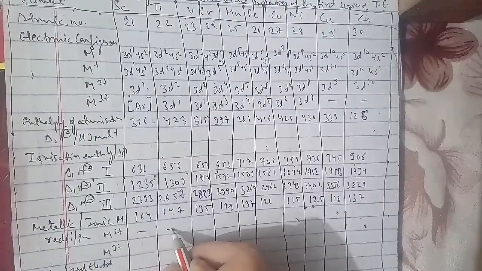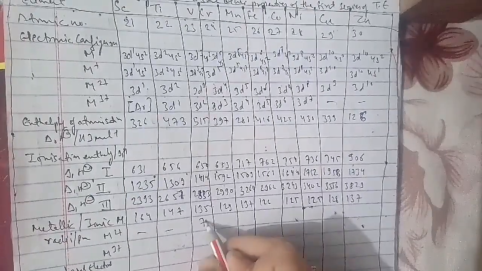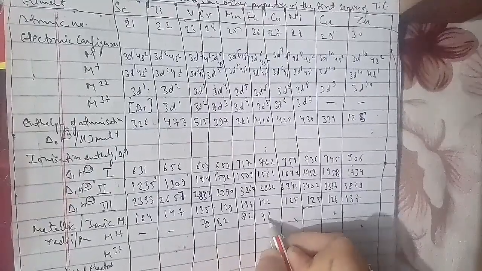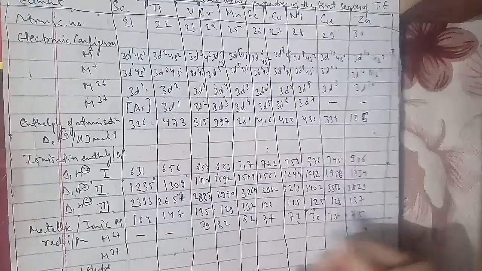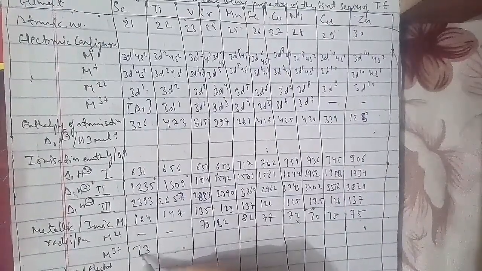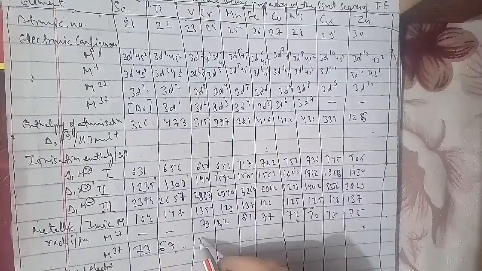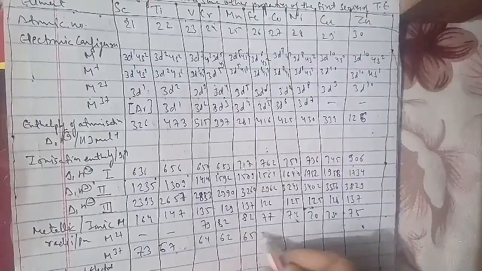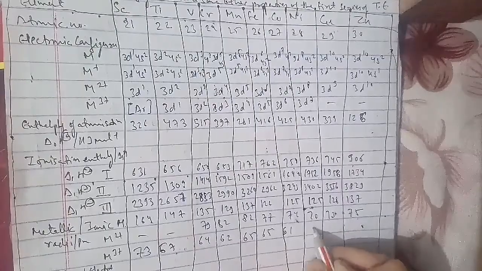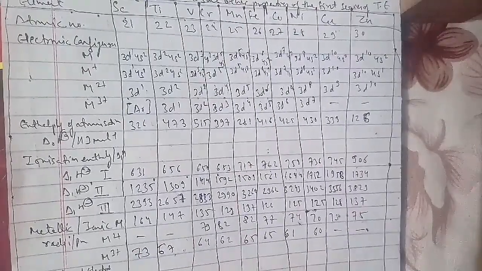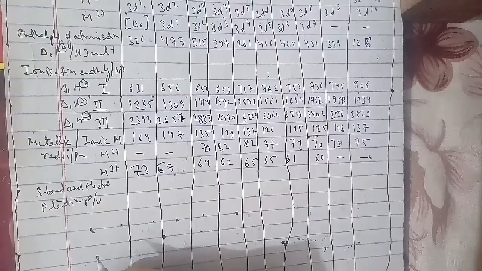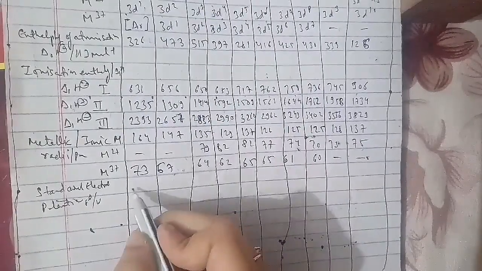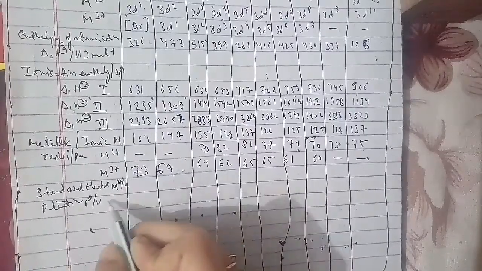So for the M2+/M here, this is a dash, then we have -1.63, -1.18, -1.18, -1.44, -0.28, -0.25, +0.34, and -0.76. Okay, for the M3+/M2+, this is of course a dash, will not exist, and then -2.37, -0.26, -0.41, then +1.57, +0.77, +1.97, then again we have a dash.